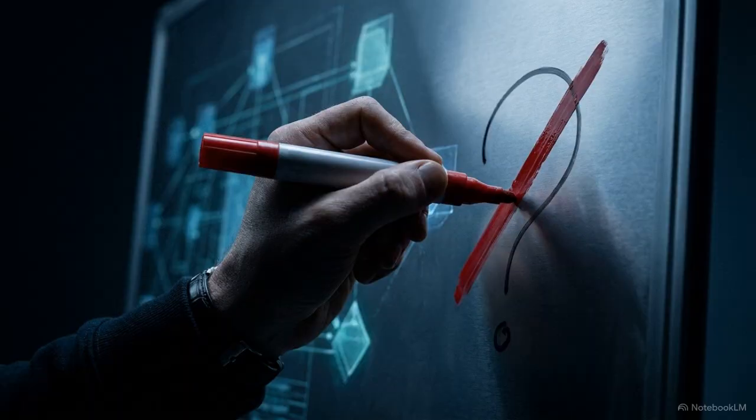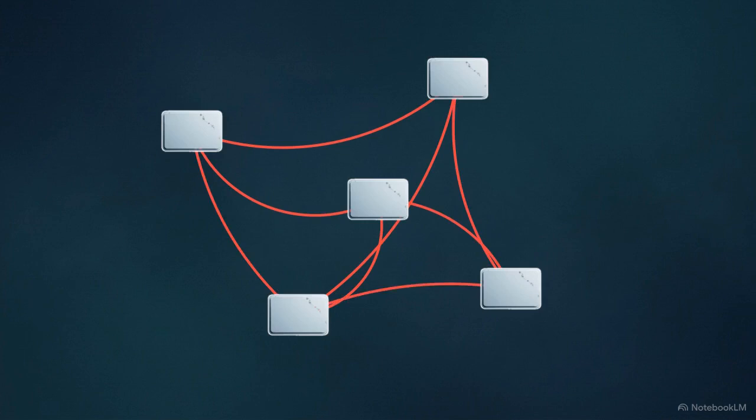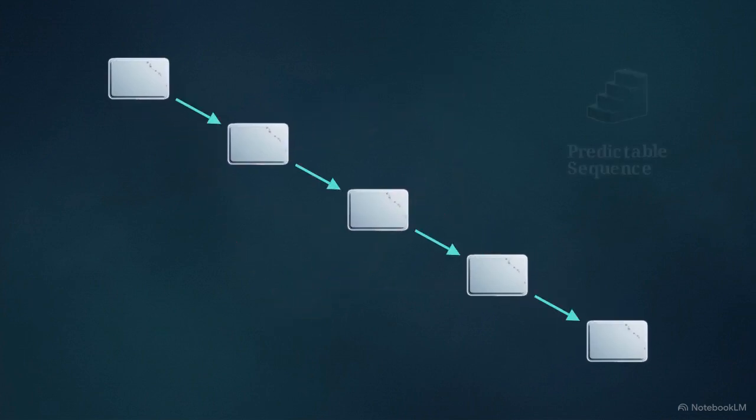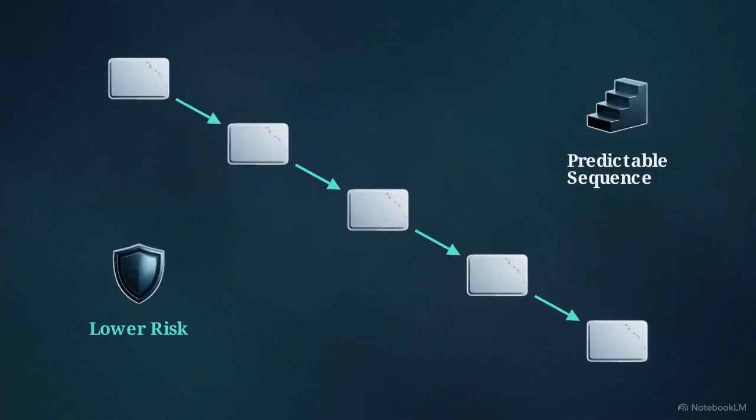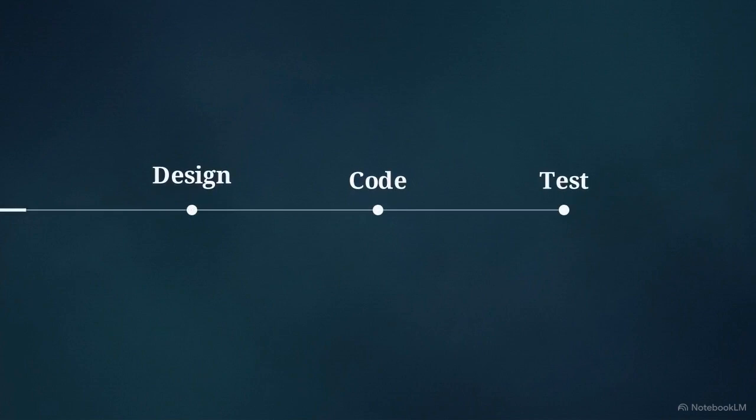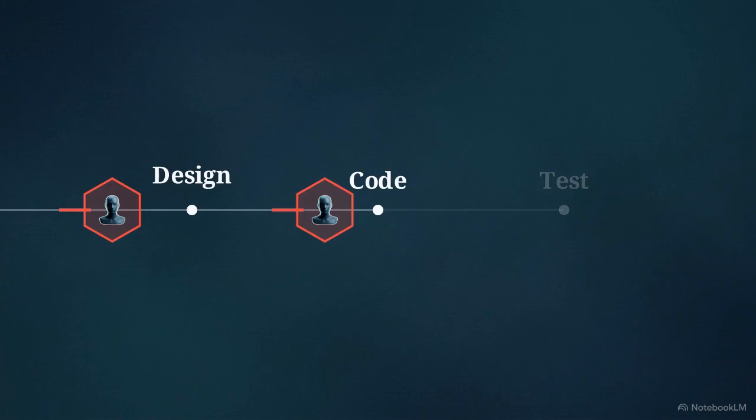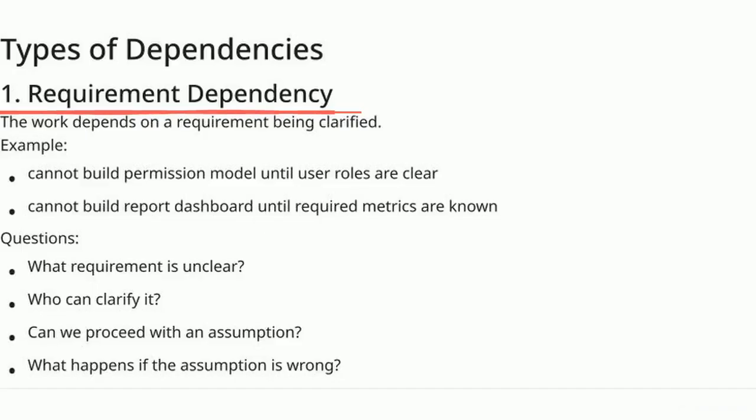By charting these elements ahead of time, you remove the guesswork. A chaotic, reactive development sprint becomes a highly predictable sequence with significantly lower risk. Dependencies span several different domains of a project, and the most common roadblocks actually start with the human element, requirements, and people. Take a look at this requirements section.